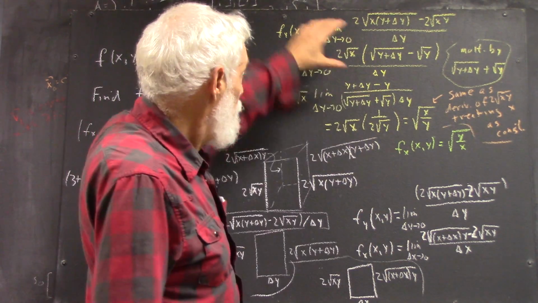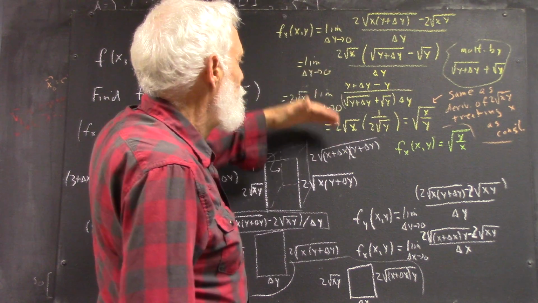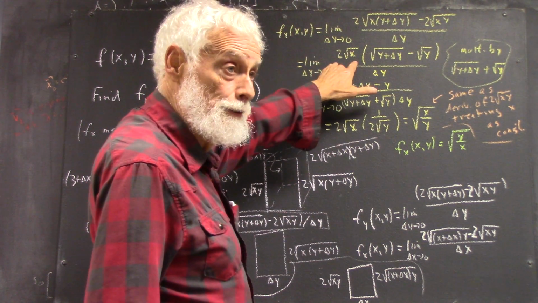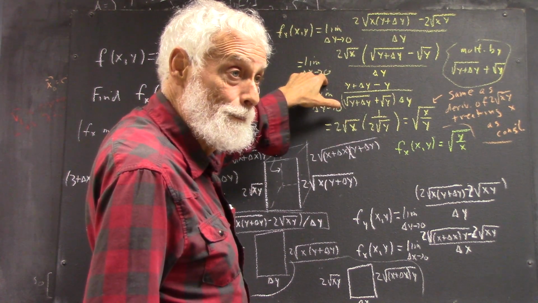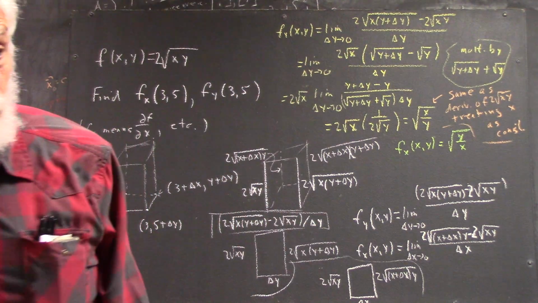And if you think about how x and y move through this expression, you understand why, because 2 square root of x is constant with respect to delta y, right? So it just factors out, and now you have the derivative of this thing, okay?